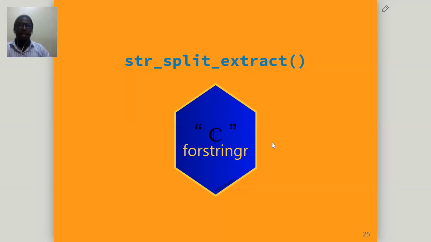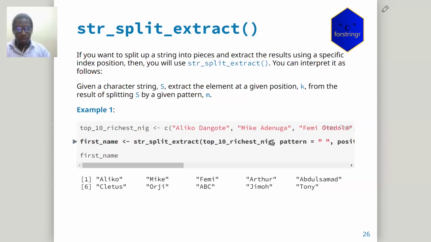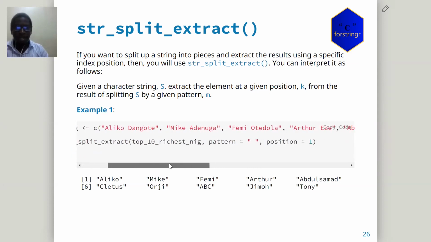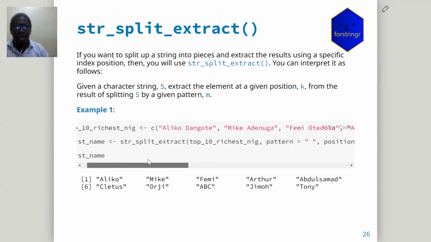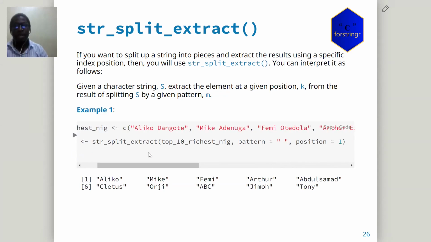Then we have this one, that is str_split_extract. Sometimes you may want to extract a particular string, given a particular index. So for example, we have this top 10 richest in Nigeria, as you can see here. And then we want to extract the first name. For example, here we have Aliko Dangote, we have Mike Adenuga, but we want to extract their first names. So how can we use str_split_extract to do that? Remember, you have to give the pattern, and the pattern is a space. And then the position that you want to extract, the first name, is 1. And that is why we have this.